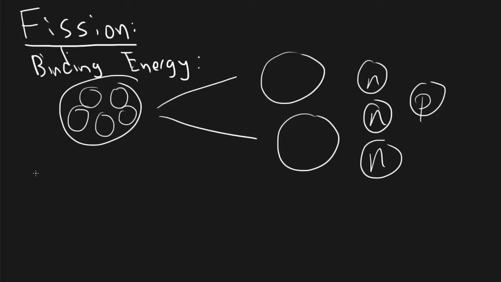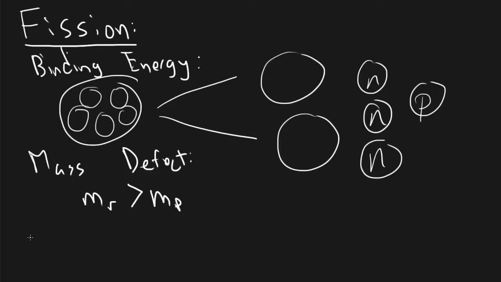Another important concept in fission reactions is the mass defect of a reaction. In a reaction, the mass of the reactants will always be greater than the mass of the products. The difference between the 2 masses is known as the mass defect. This defect occurs because some of the binding energy of the fuel, which is represented as its mass, is released during this reaction.